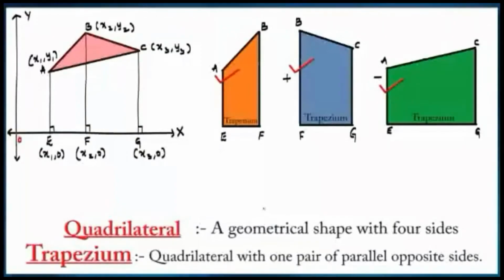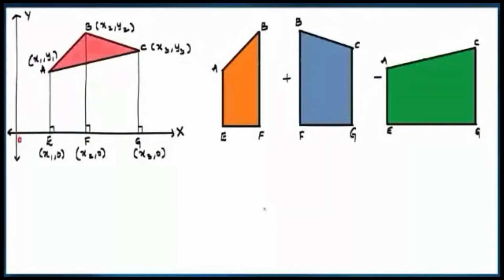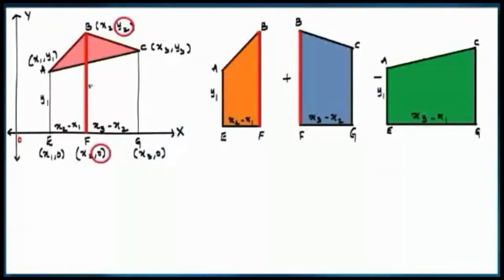Listen. In this case, we have to find the area of these three trapeziums. Let us take the first trapezium AEFB. We can find the altitudes, the height, the distance between the parallel lines of a trapezium: x2 minus x1, x3 minus x2, x3 minus x1. Then the lengths of the parallel sides are y1, y2, y3. These are the parallel sides of the trapeziums.